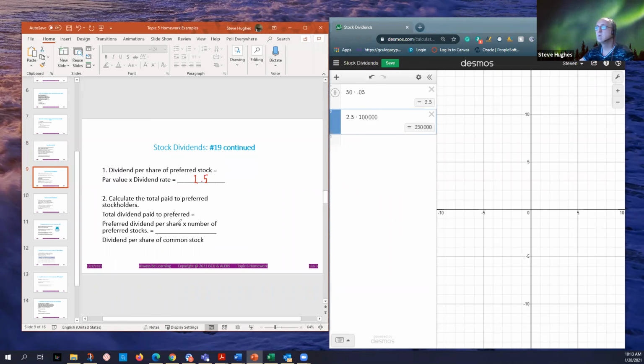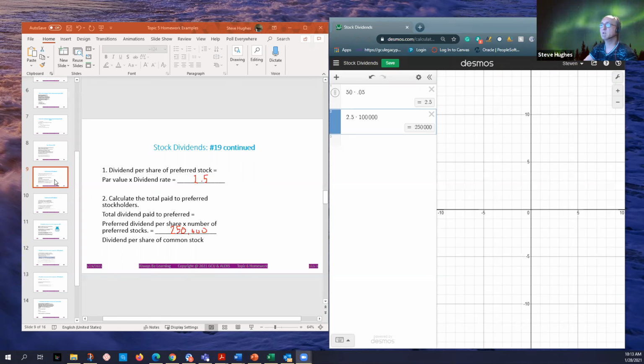All right. Total dividends paid is $250,000. So what do we do? First of all, we calculated the dividend share per preferred stock. We found that to be the par value times the dividend rate. That's $50 times 0.05, which is 2.5. Next, we multiplied that times the number of preferred stocks. That tells us they are going to give $250,000 to the preferred stock shareholders, right? That's what it tells us.